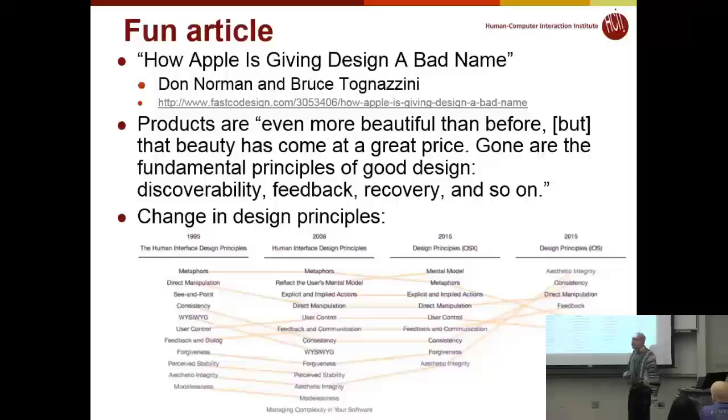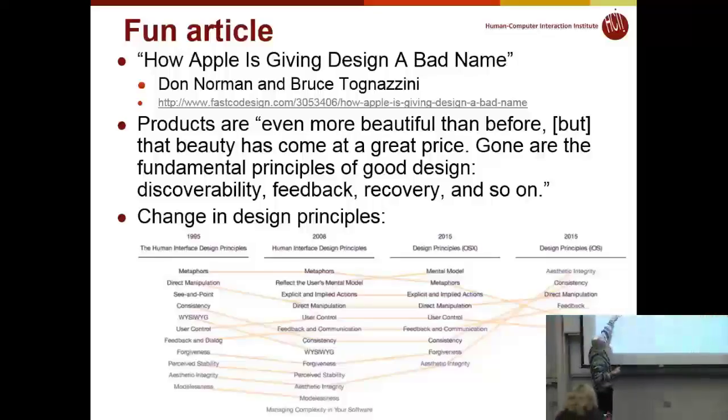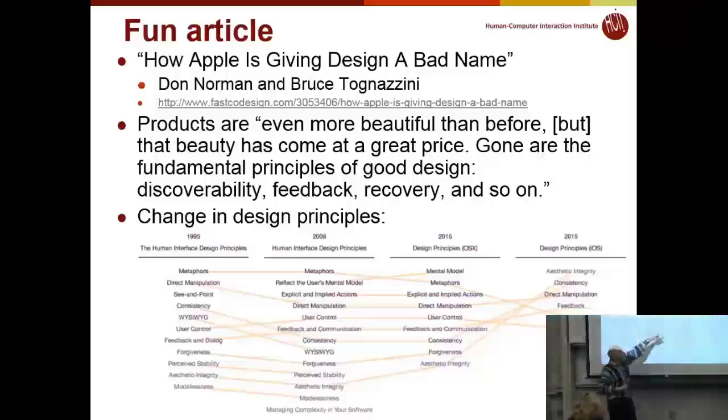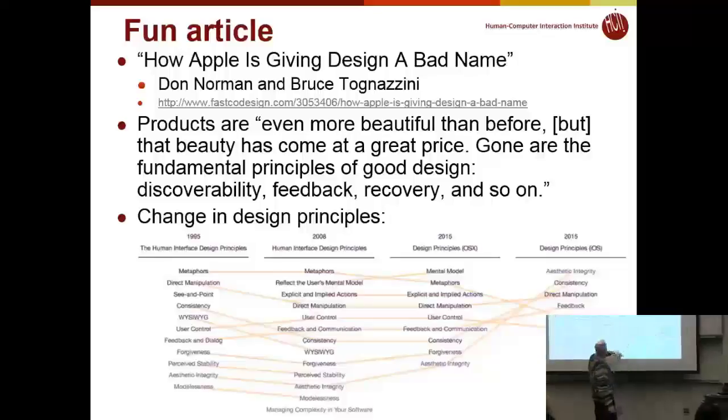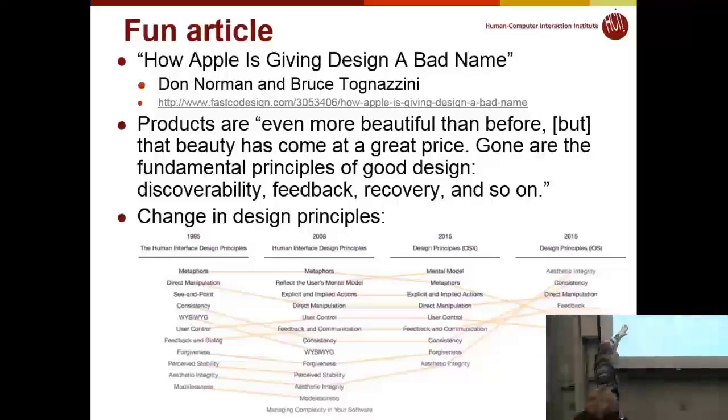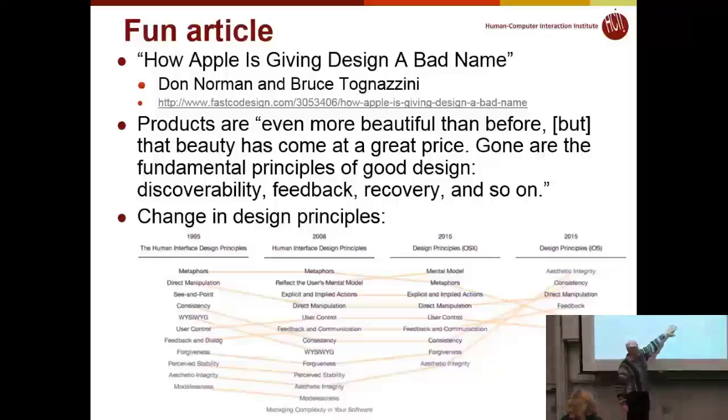over usability. And this is a diagram that they've created that talks about the human interface design principles from 1995 up to 2015, and how aesthetic integrity has risen to the top, and a bunch of other requirements like forgiveness have disappeared. So all sorts of usability requirements have been dropped from their requirements.